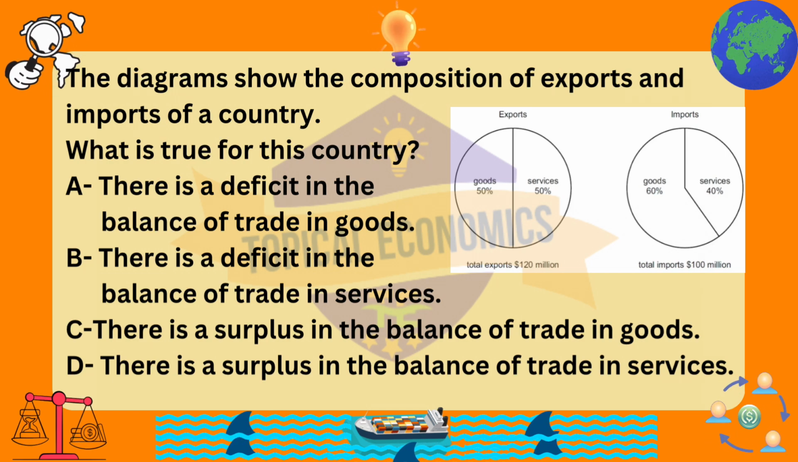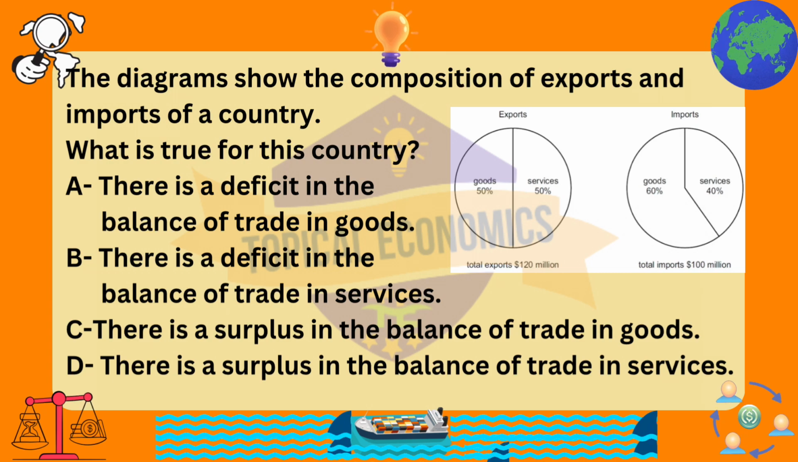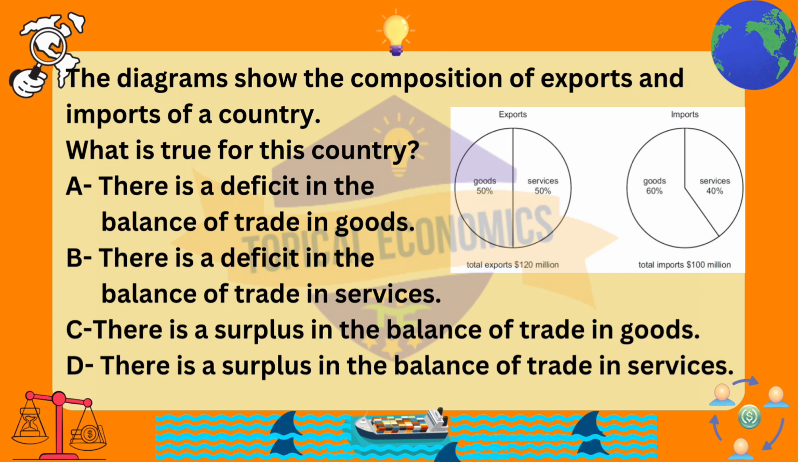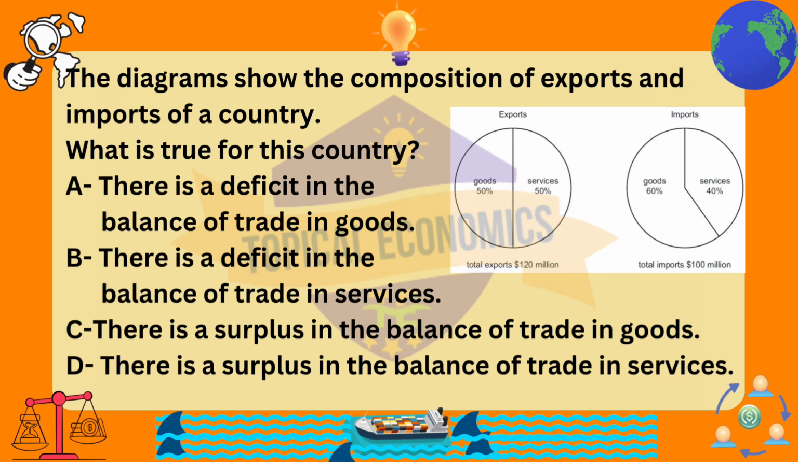Therefore, the correct answer is D. There is a surplus in the balance of trade in services, as the country has a $20 million surplus in services, while its balance of trade in goods is neutral.